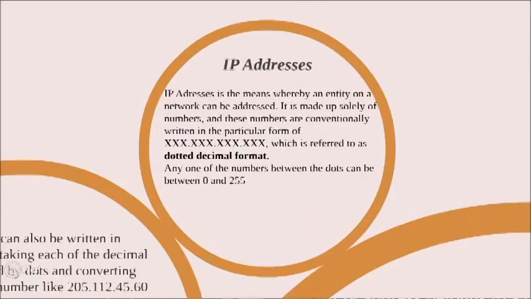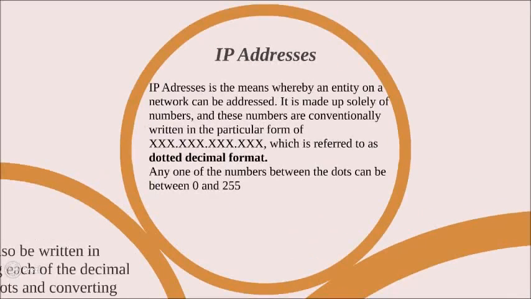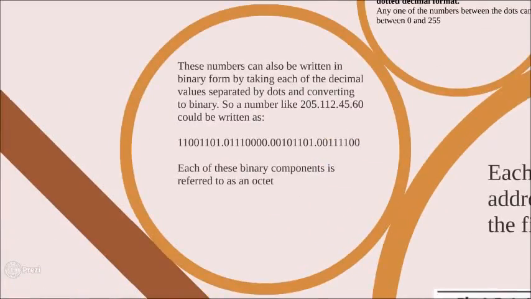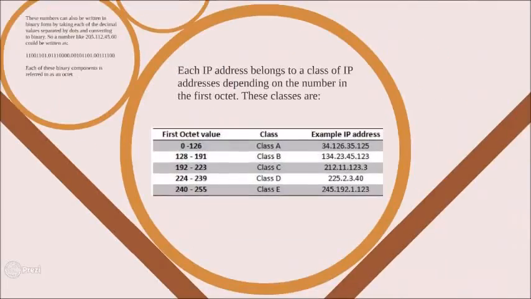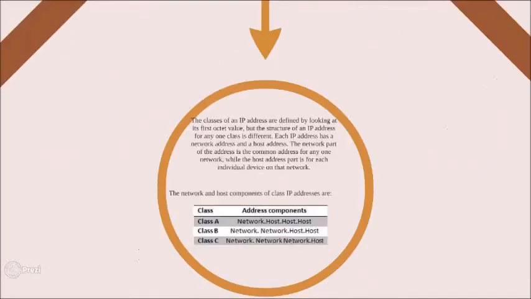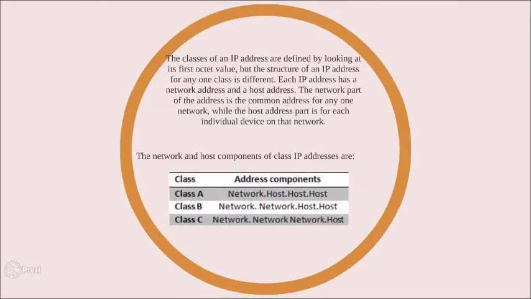Let's start with the IP addresses first. An IP address is the means whereby an entity on a network can be addressed, and is written in dotted decimal format or in binary form. Each IP address belongs to a class depending on the number in the first octet. The structure of an IP address for any one class is different.